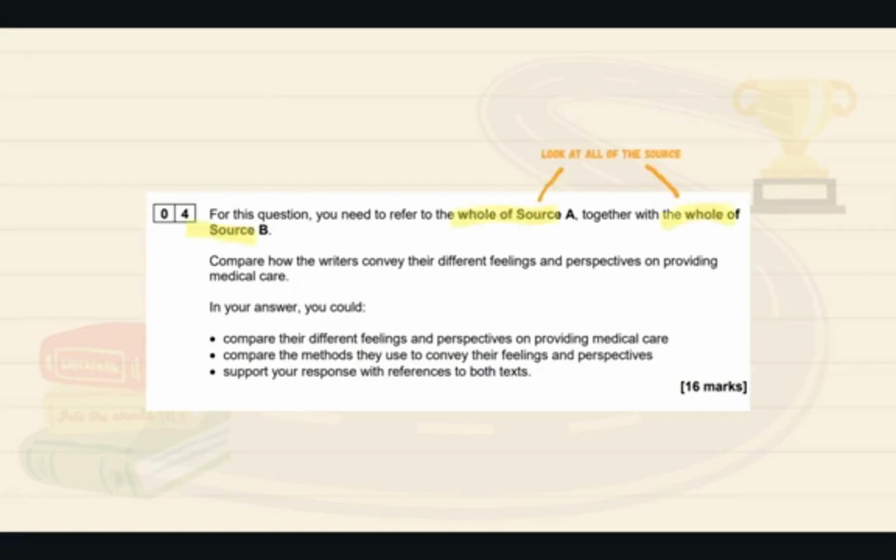Right, let's have a look together. So the part where it says whole of source A and whole of source B shows we have to look at all of the source and both of them together. Where it says different feelings and perspectives, this shows us we have to look at the differences only between the texts. And then it says providing medical care. This is the focus of the question, and we have to make sure our points link to this.